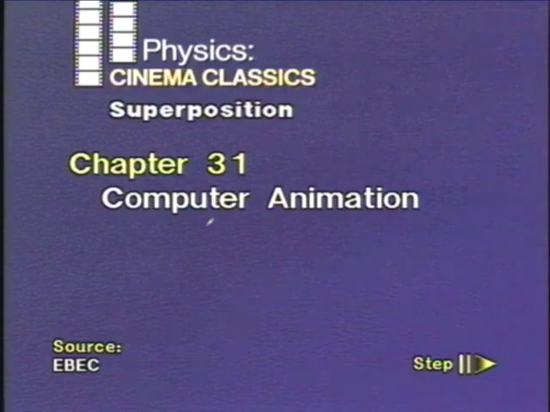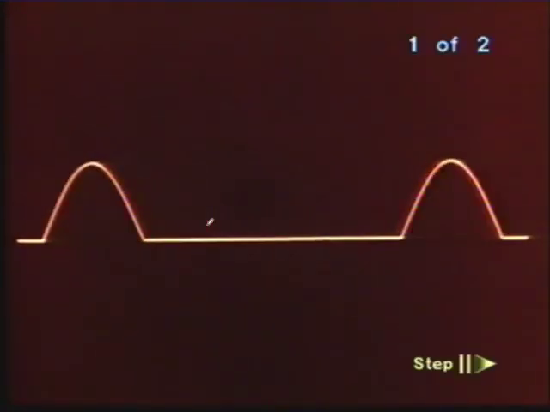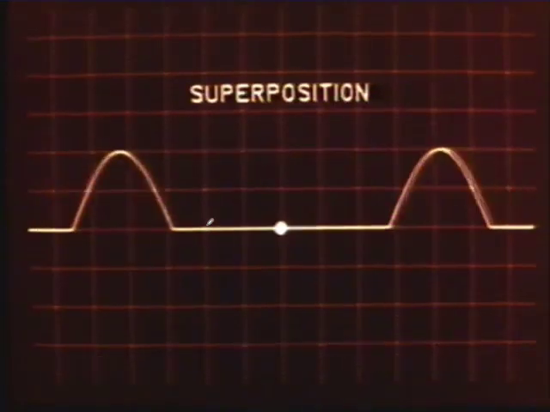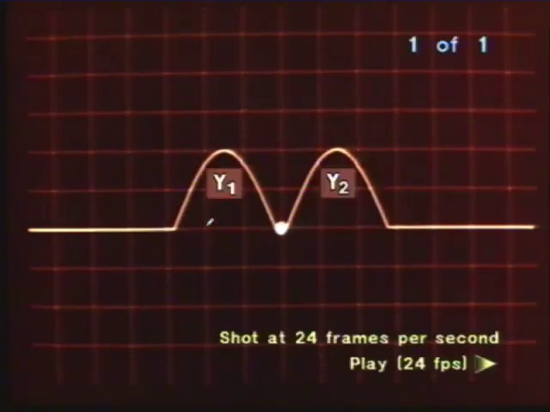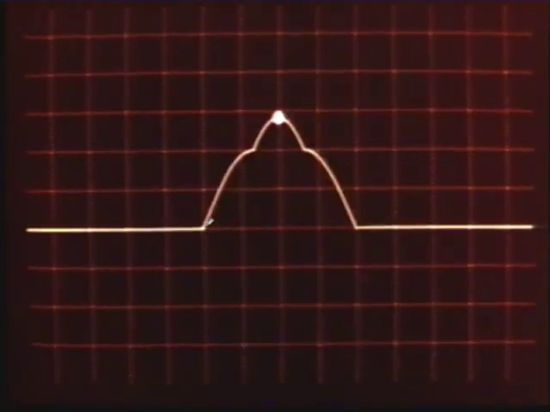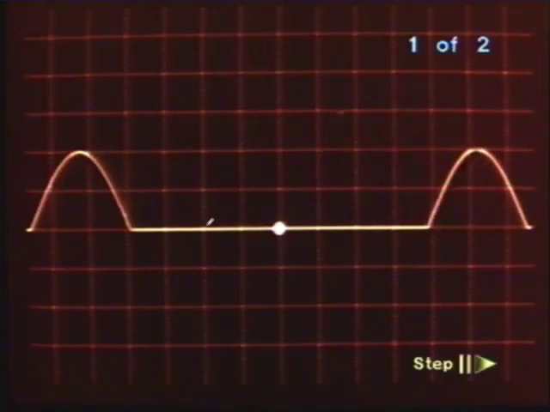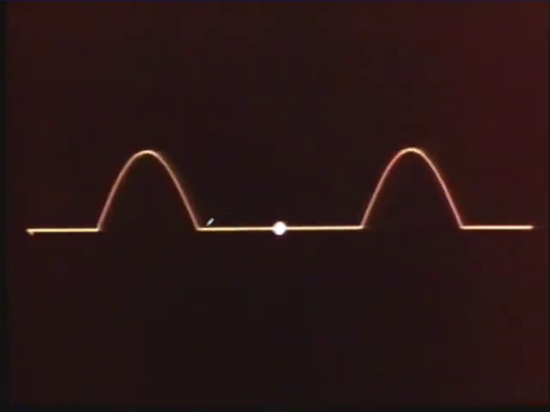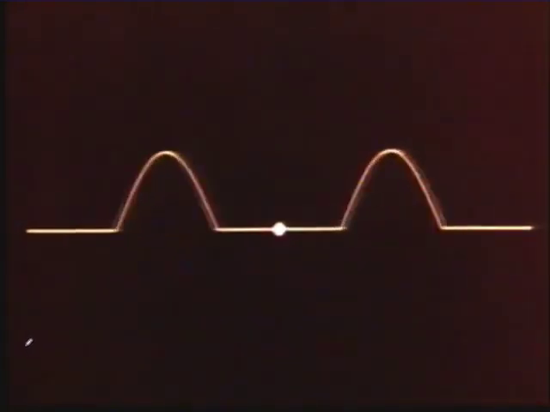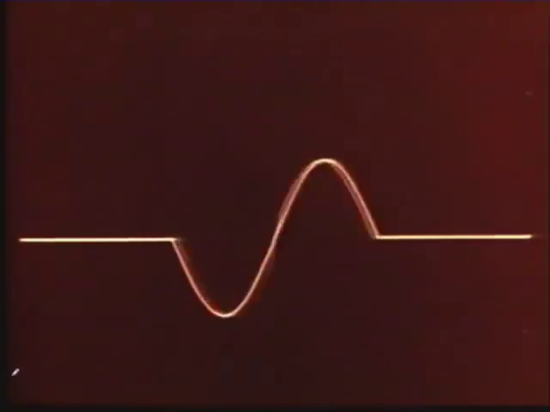Here's an animation, and sorry, it's a little bit slow loading in here. What happens when the two crests pass? At every single point, they add till they're right on top of each other, and then they pass through each other. They don't bounce off each other. What happens when a crest meets a trough?